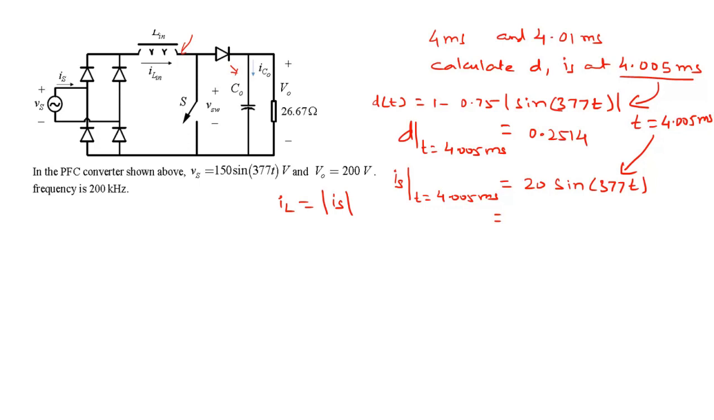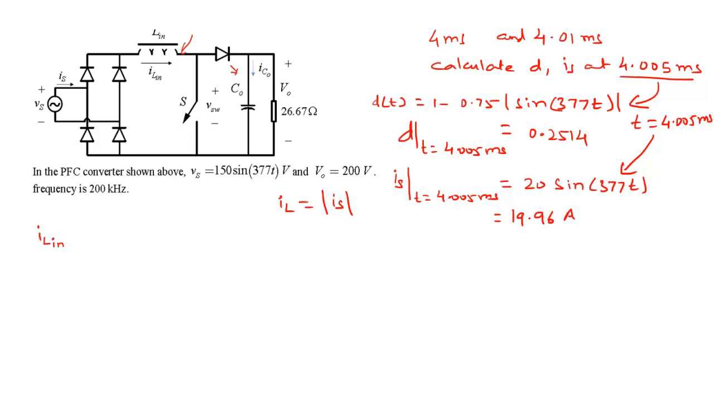Okay, so Is at that duration comes out to be 19.96, so it's very close to the peak value. Okay, 4.005 is very near the 90 degrees point. So that's your inductor current value, or the cycle by cycle average value of the inductor current at t equals this 4.005 millisecond. Okay, so with this information, I think we are now in a position to draw the full waveform of IL.